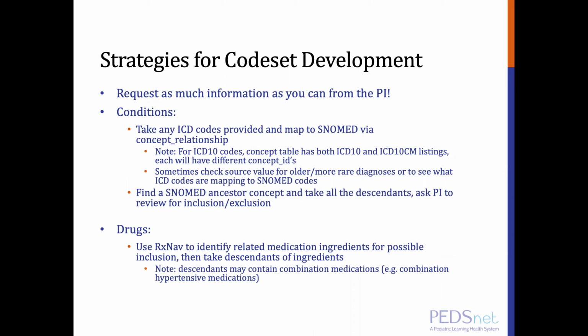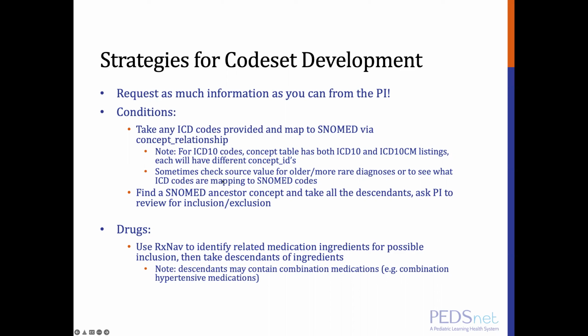When you're talking conditions, take any ICD codes provided from them and map them to the SNOMED code via the concept relationship. Please note that for ICD-10 codes, the concept table has both ICD-10 and ICD-10-CM. Again, the CM is the US modification of it that's used by CMS. I would search both of them because each of them will have different concept IDs. And then you can map them to the SNOMED codes, but in theory, they should hopefully map to similar, if not the same SNOMED codes.